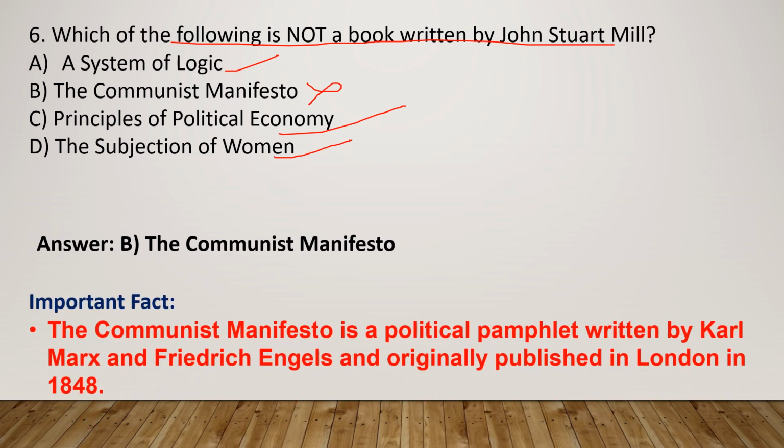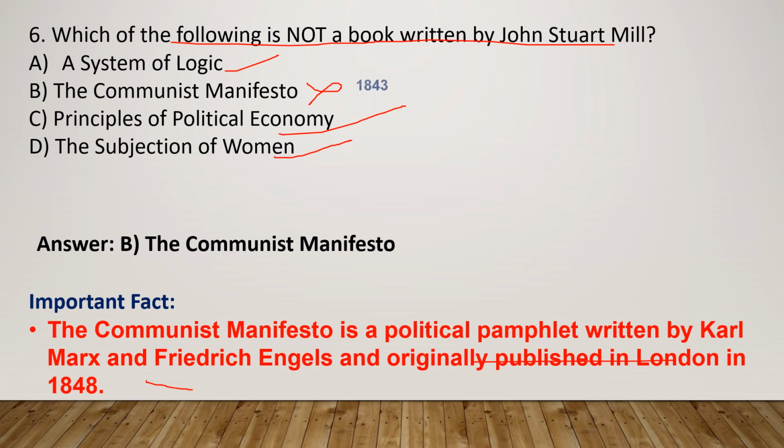It is a political pamphlet written by Karl Marx and Friedrich Engels and originally published in London in 1848. The publishing years of the books is also very important because the publishing years are also asked, and on the basis of publishing year the sequence type of question, order type of question is also often asked. So let us see the publishing years of these books.